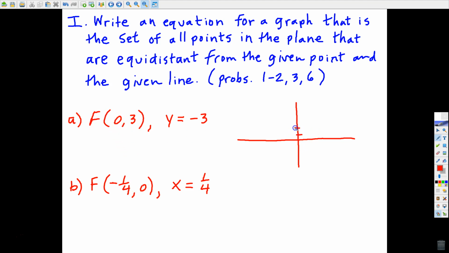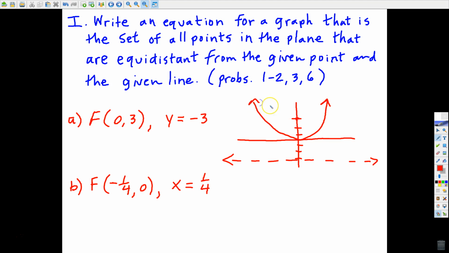So let's just say here is 0, 3. And here is y equals negative 3. I got the focus and I got the directrix. What do I know about the vertex? If I know the focus and the directrix, where should the vertex be placed? Right in between them. So in this particular case, where would you say the vertex is? The origin. Okay, so I'm going to draw a rough sketch parabola that shows vertex at the origin.